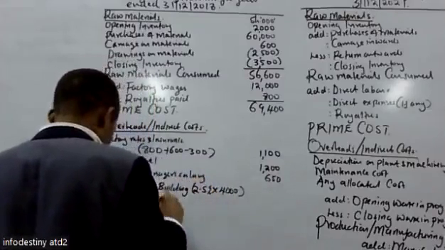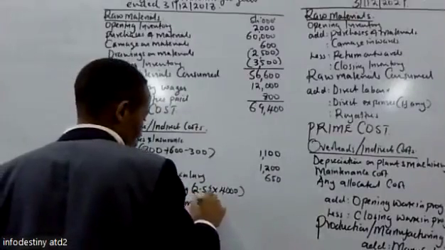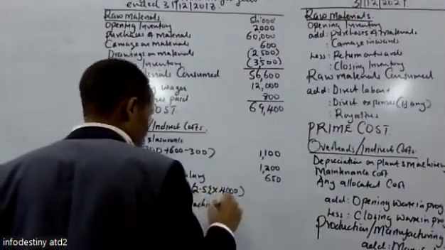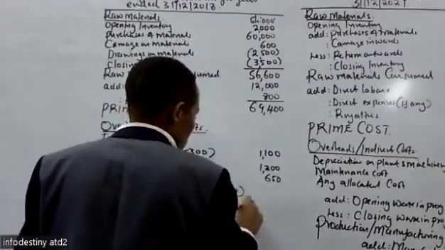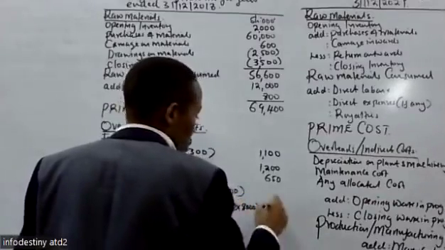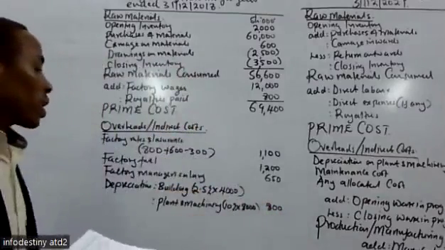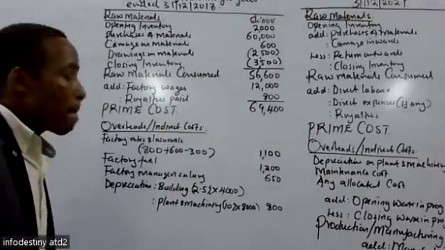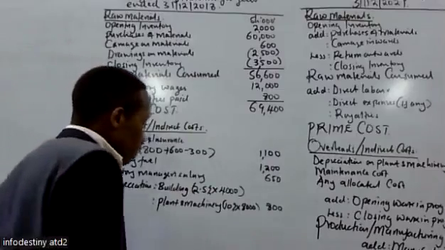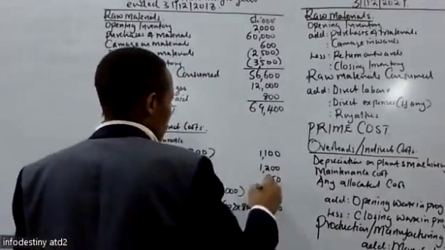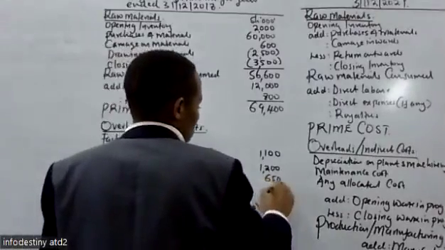Then also plant and machinery. Plant and machinery is 10% on cost. 10% of the cost of plant and machinery, 8,000, so this one we have as 800. So how much is 2.5% of 4,000? Is it 1,000 or 100? It is 100.